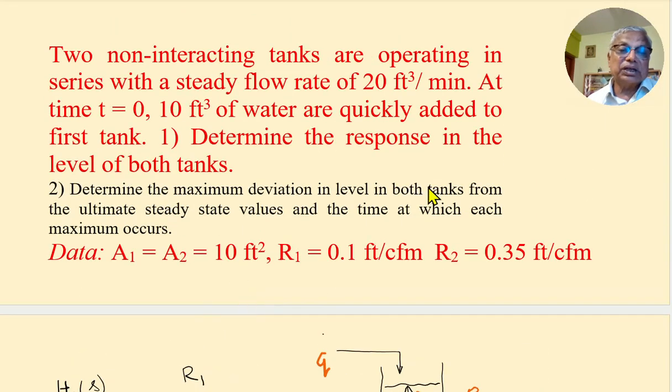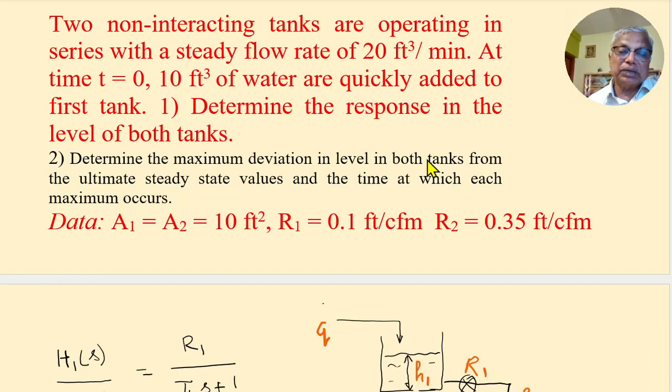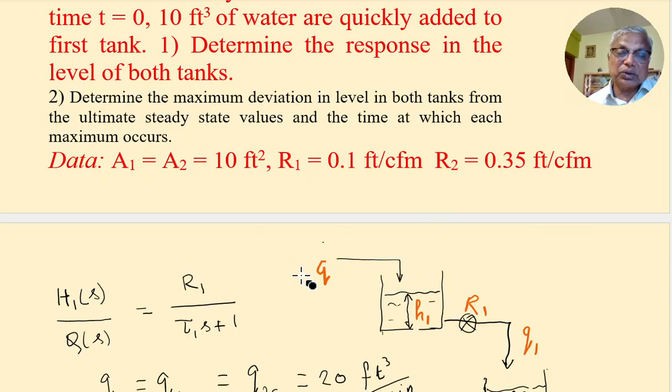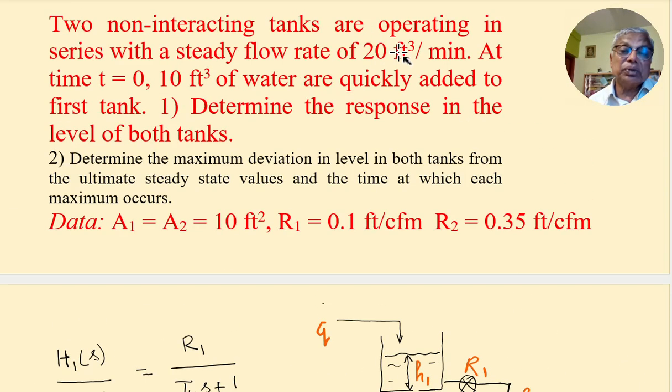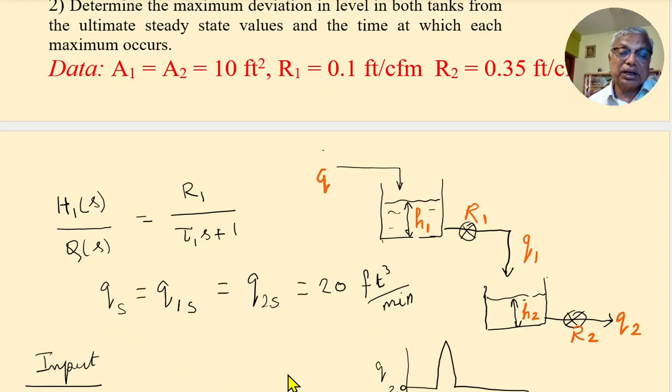And it is also given here, they are operating at steady state with the flow rate of 20 feet cube per minute. So at steady state, this flow rate Q, this flow rate Q1 and this flow rate Q2, all the three flow rates will be equal. At the initial steady state, all three flow rates are equal, all equal to 20 feet cube per minute, 20 CFM, right?